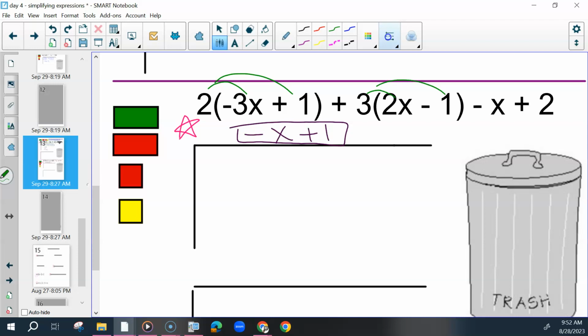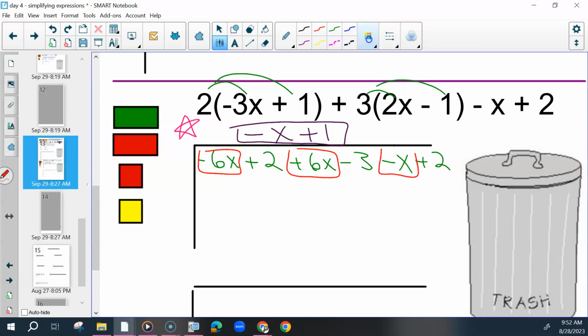So we would be distributing twice. So this would give us negative 6x plus 2. This would give us plus 6x minus 3. And then we would just bring down that negative x plus 2. There's a lot. Then combine our like terms. When we combine our x's, the negative 6x and the 6x, that's zero pairs. Those are going to cancel each other out, just leaving negative x. And then we have 2 minus 3 gives us negative 1. Negative 1 plus 2 gives us positive 1.